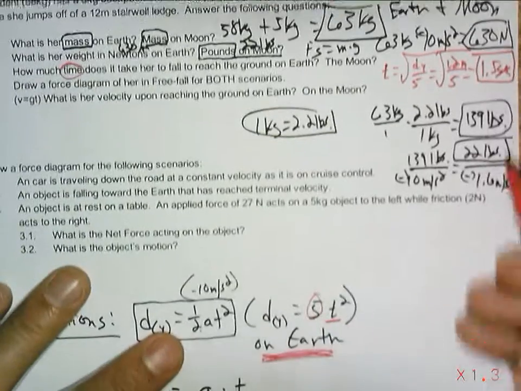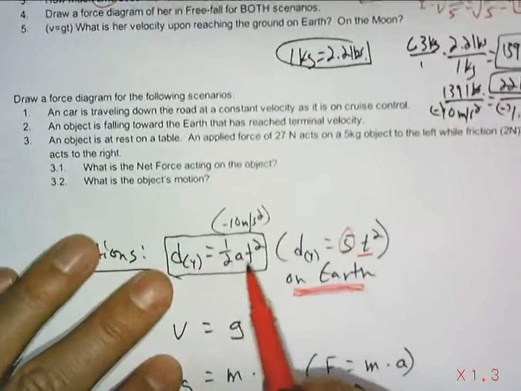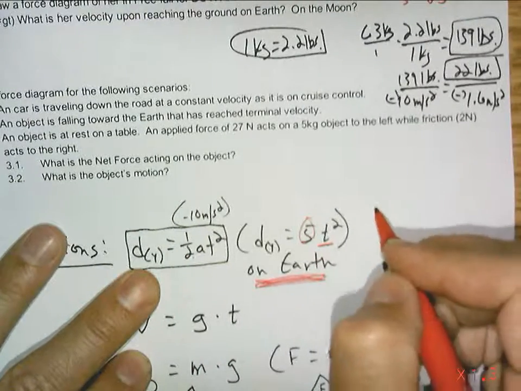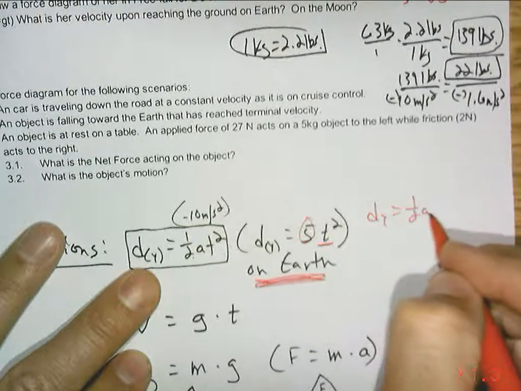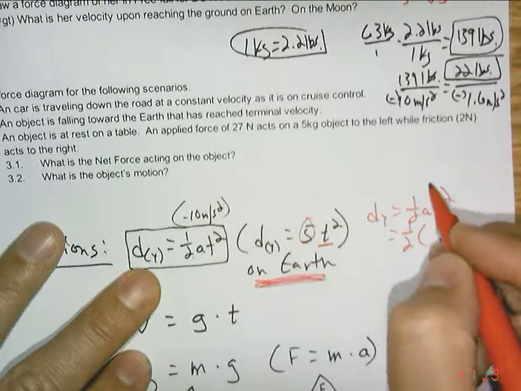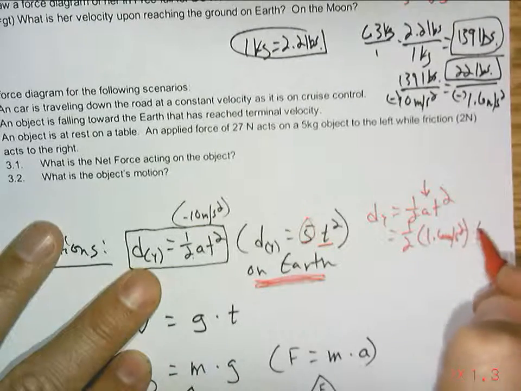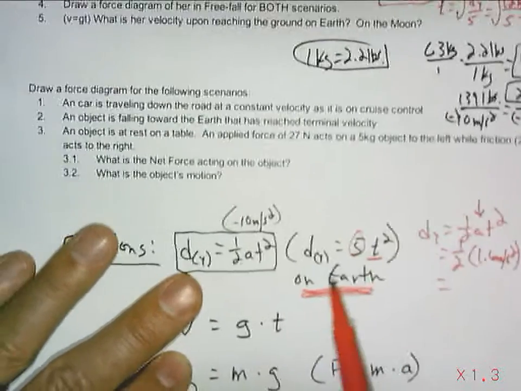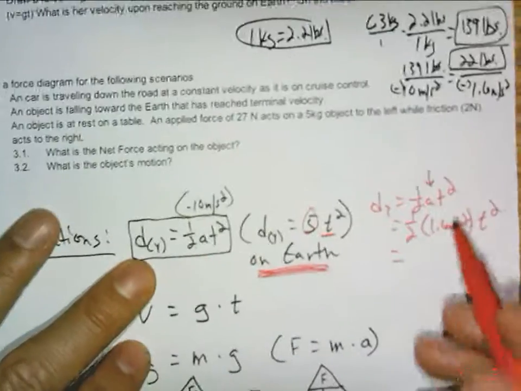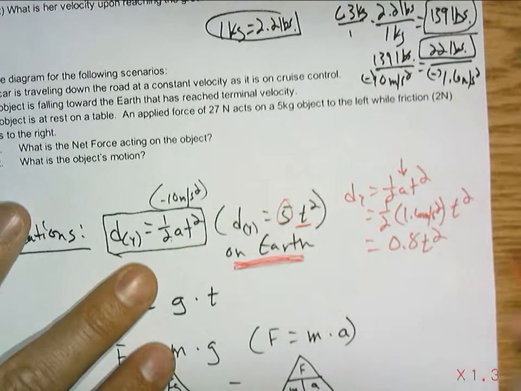12 meters, 1.5 seconds. But on the moon, we have to change something. We have to change this equation here, because d of y equals 1/2 a t squared is still correct, but it's going to be 1/2 of a, where the acceleration due to gravity on the moon is 1.6 meters per second squared, times t squared. I can simplify this just like we did 1/2 of 10. I can take 1/2 of 1.6, so it's going to be 0.8 times t squared.